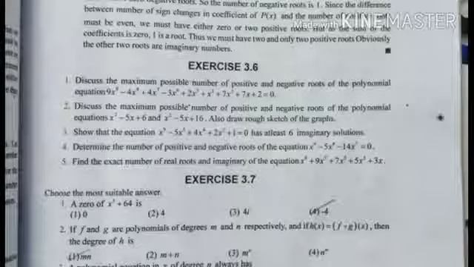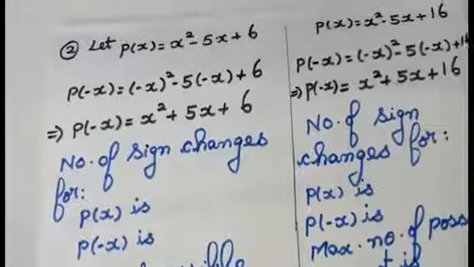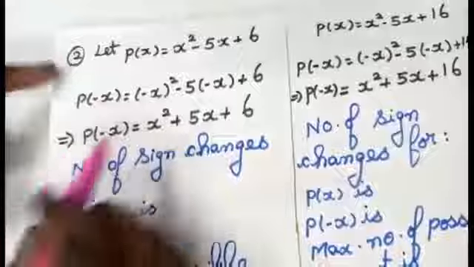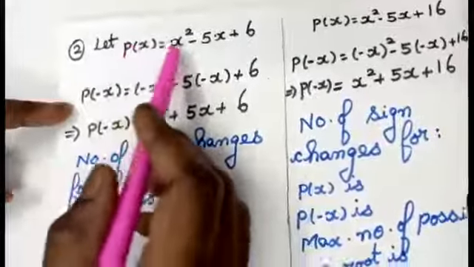Exercise 3.6 second sum. Discuss the maximum possible number of positive and negative roots of the following equations: x square minus 5x plus 6 and x square minus 5x plus 16. And they are also asking you to draw a rough sketch of the graph. Exercise 3.6 second sum, students. If you see P of x, they have given you this question.